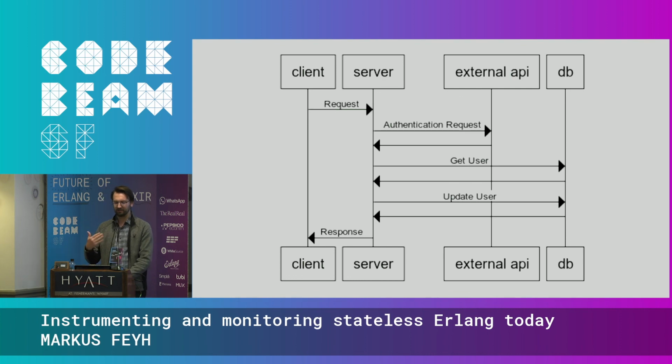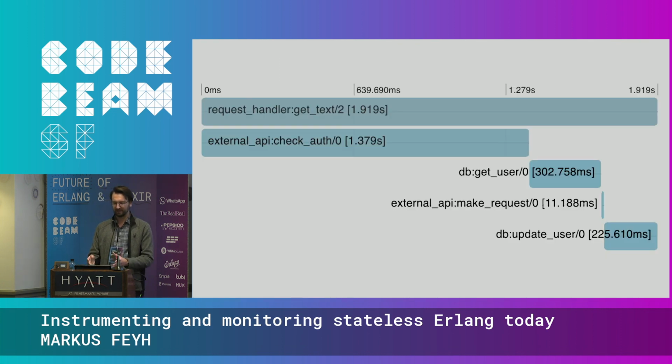And let's say you had a report that someone experienced a very slow request response time, but you're not really sure, is that because my database is slow? Is that because external services are slow and so on? And so this will help provide you insight into that. So this is an example. This is just running in Zipkin. You can see in this case, the external API to check authentication took a long time.